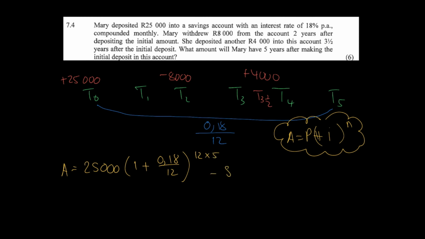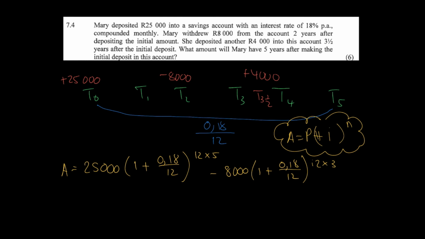We then need to subtract the 8,000 Rand that Mary withdraws 2 years into her investment, plus she's going to lose any interest on this money, so we're including the bracket. And for how long is that money going to be out of her account? Well, it would be for 3 years, from T2 to T5. So we would need to multiply 12 by 3.